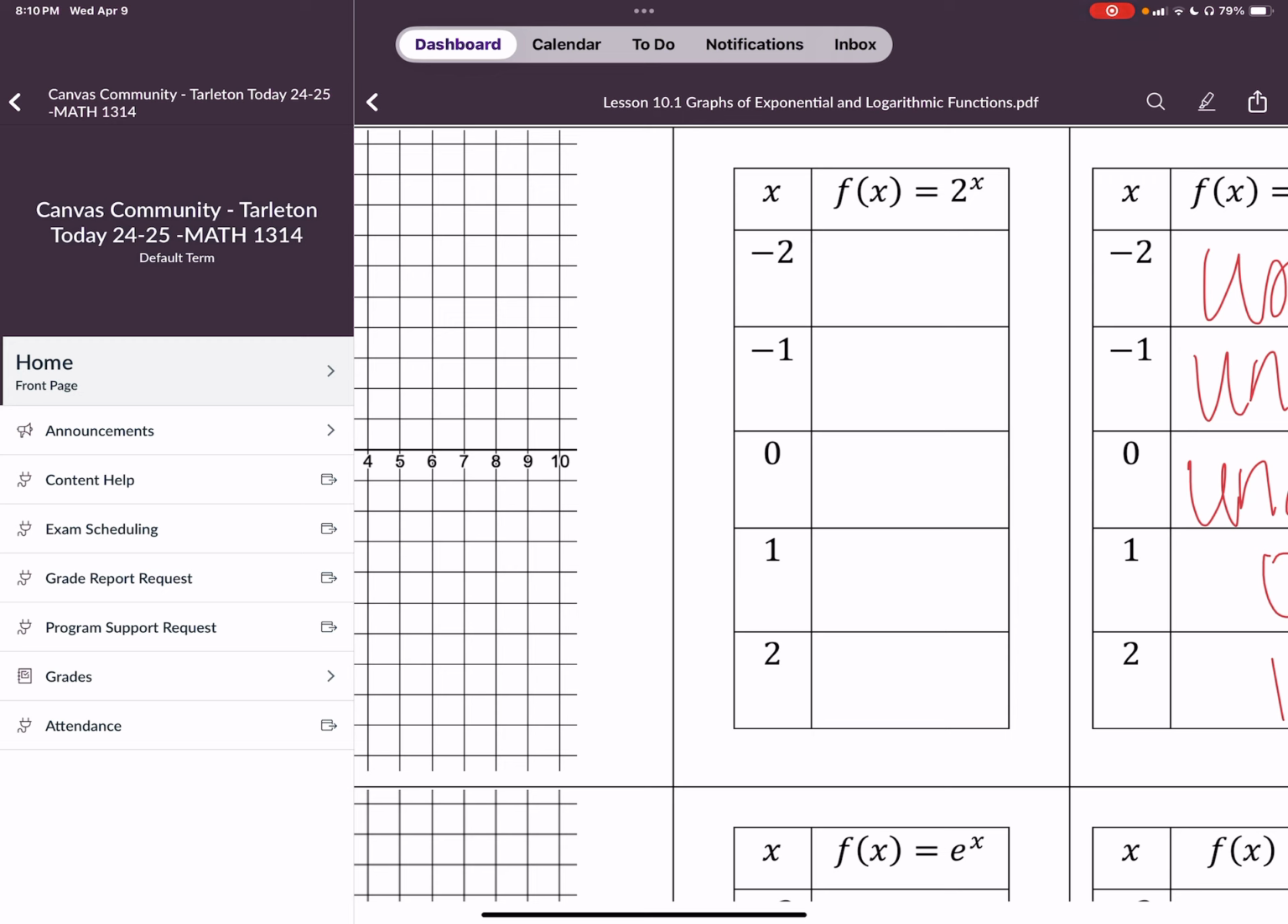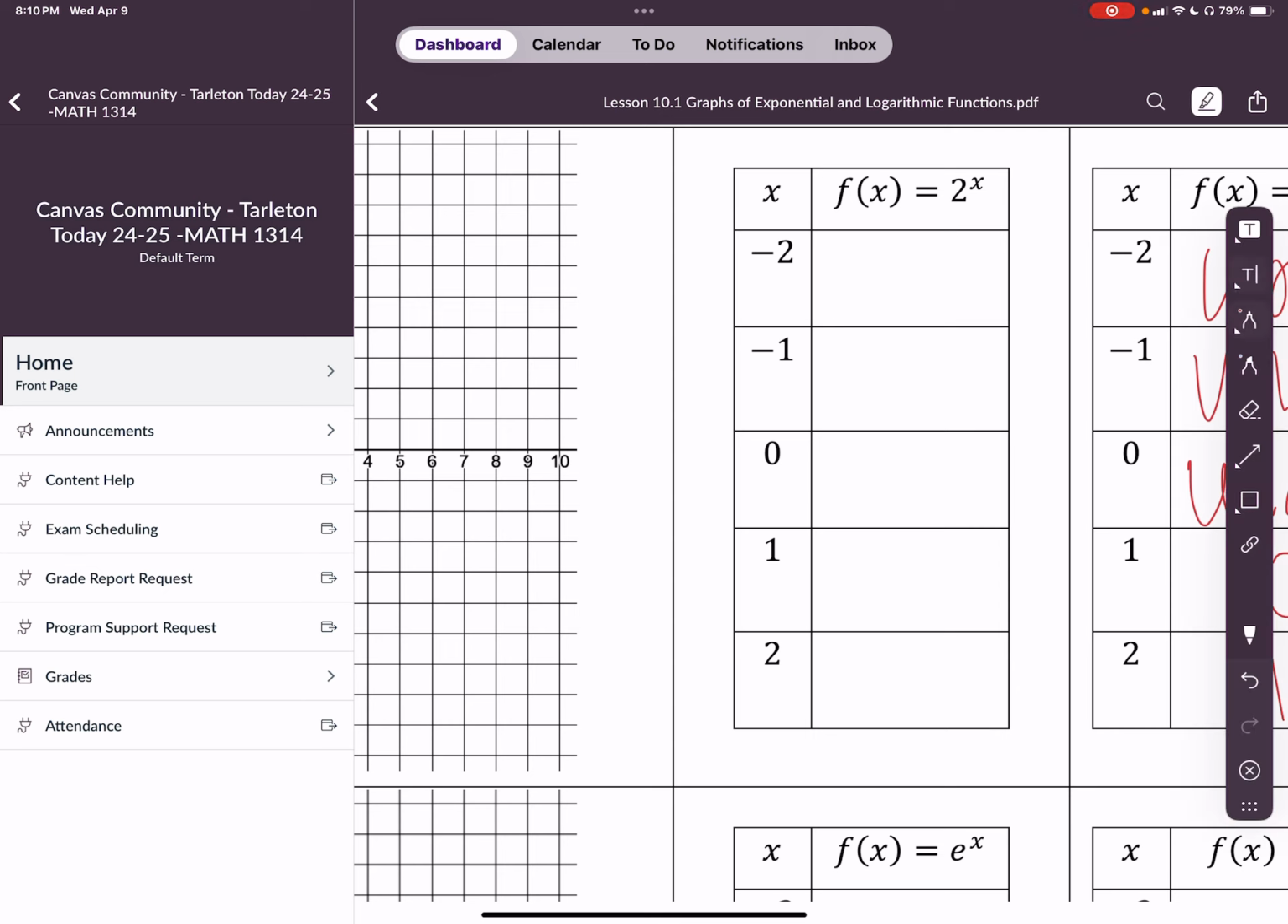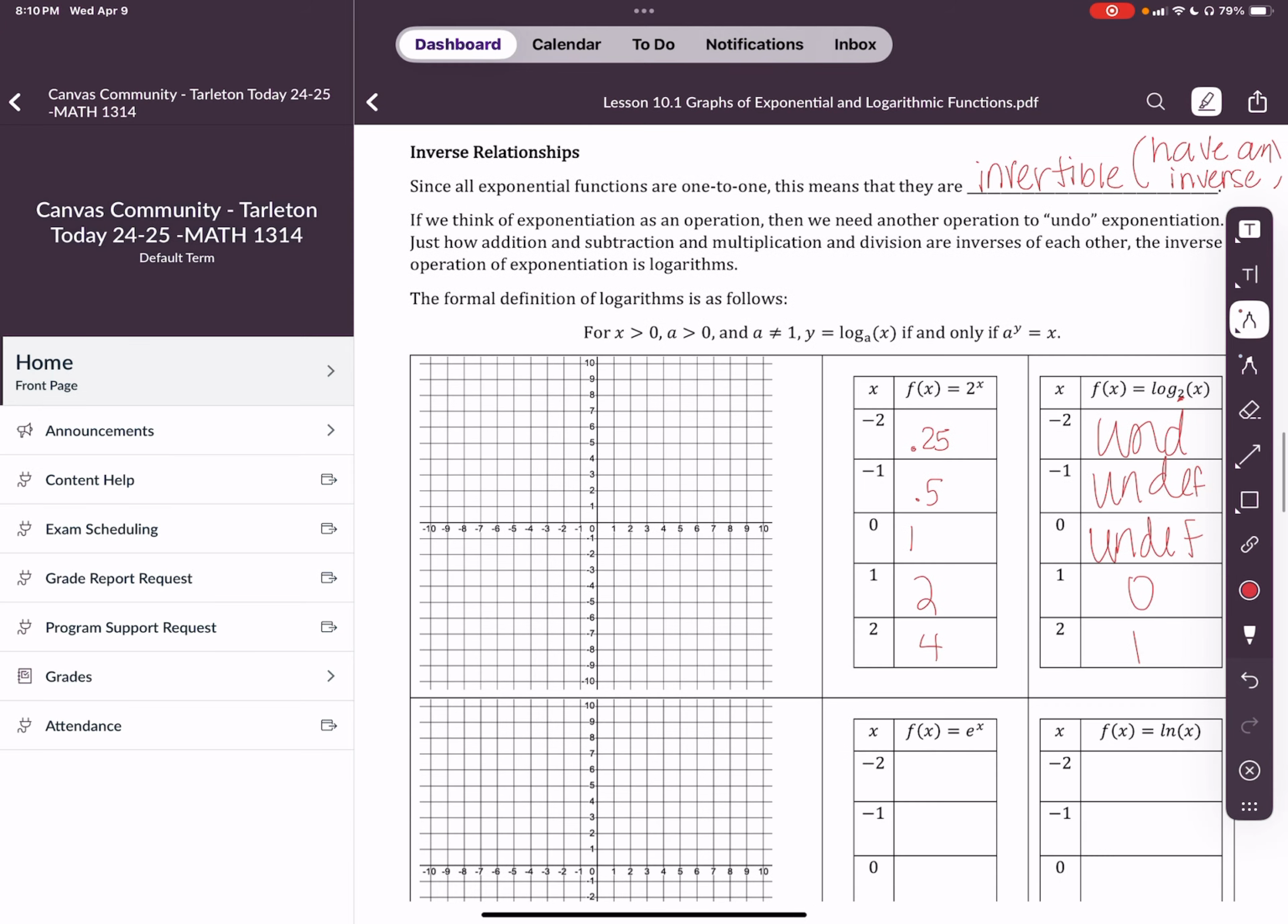So 2 to the x power at -2, our y value is 0.25. And then we get 0.5, 1, 2, and 4. As a reminder, because these are invertible, all that means is that I can change and flip, if you will, my x and my y values.